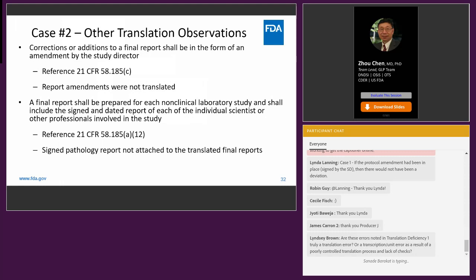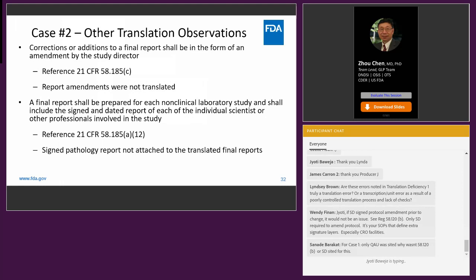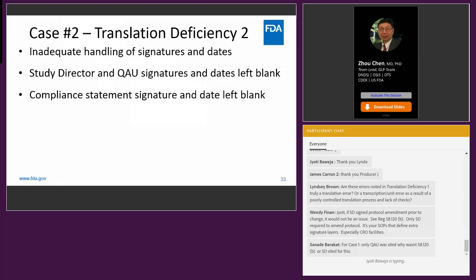Okay. Second observation, a final report shall be prepared for each non-clinical laboratory study and shall include the signed and dated report of each of the individual scientists or other professionals involved in the study. Specifically, signed authority report not attached to the translated final report. Here we have another translation deficiency.